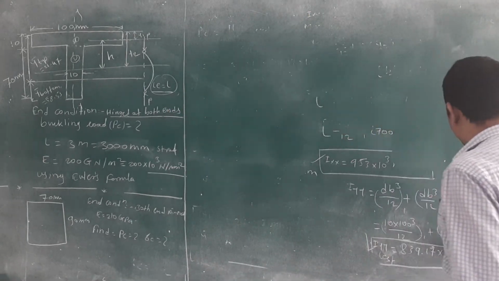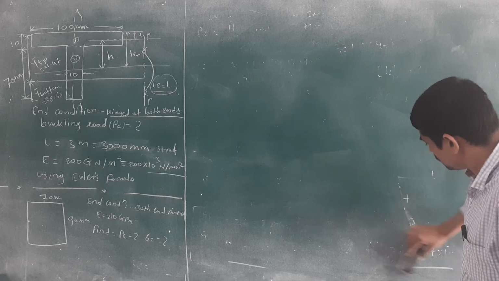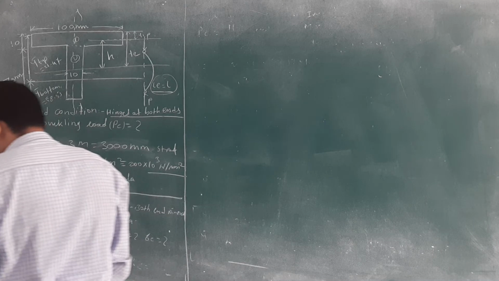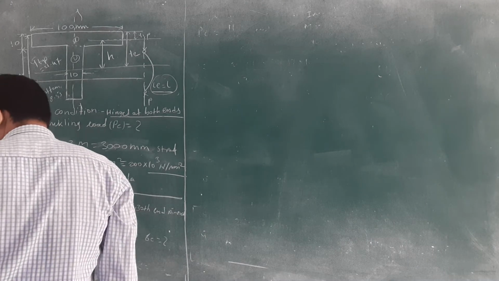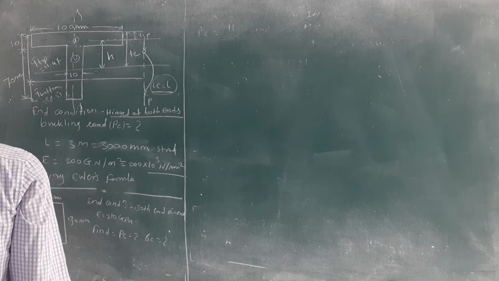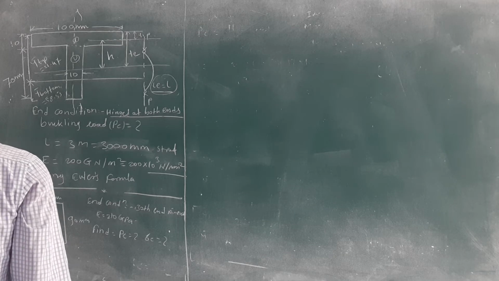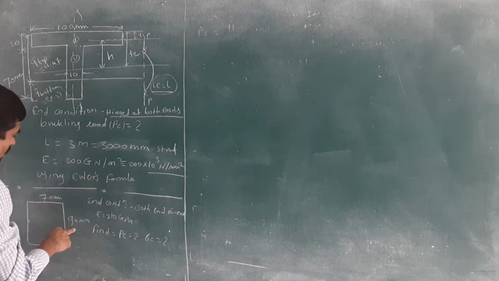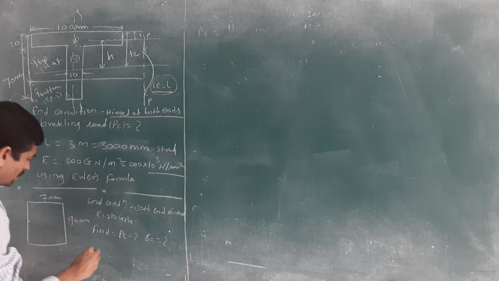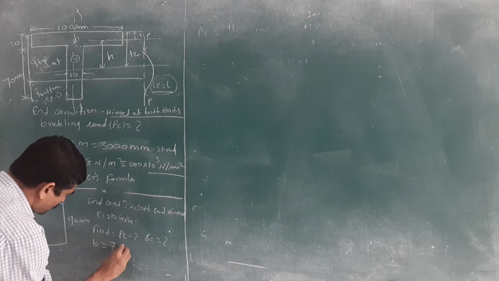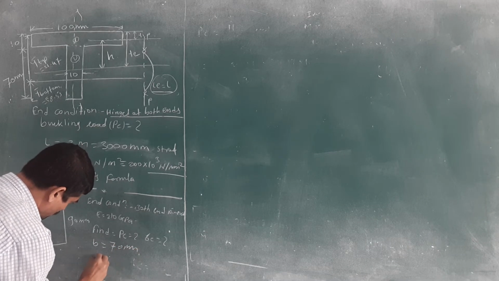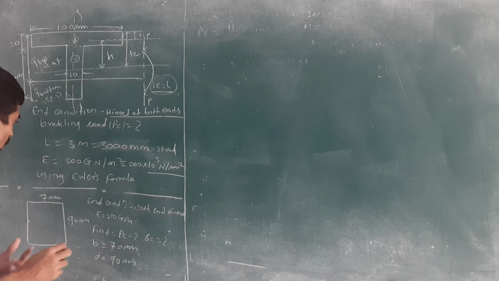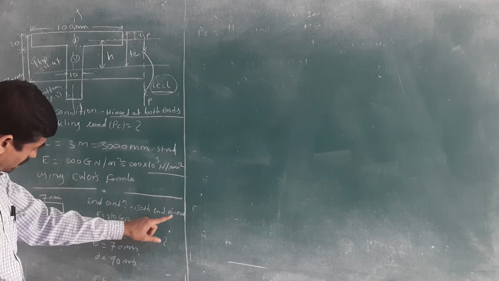Then for the second numerical, check what is given. There is a rectangular component given, with size 70 by 90 mm. B is given as 70 mm, and depth is given as 90 mm. And the end condition is given as both ends pinned.